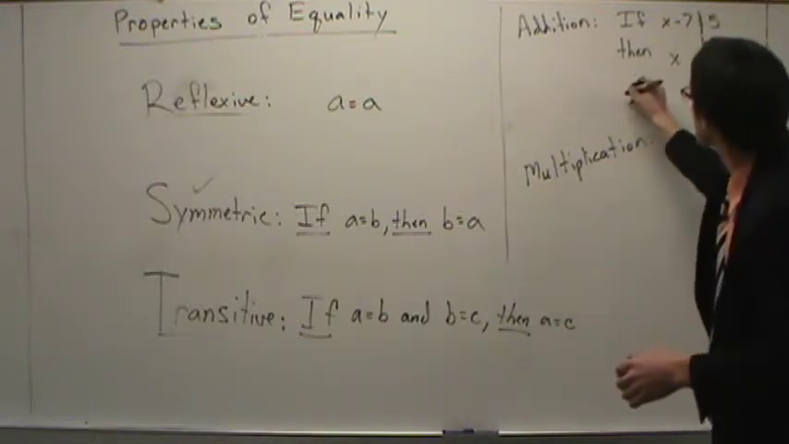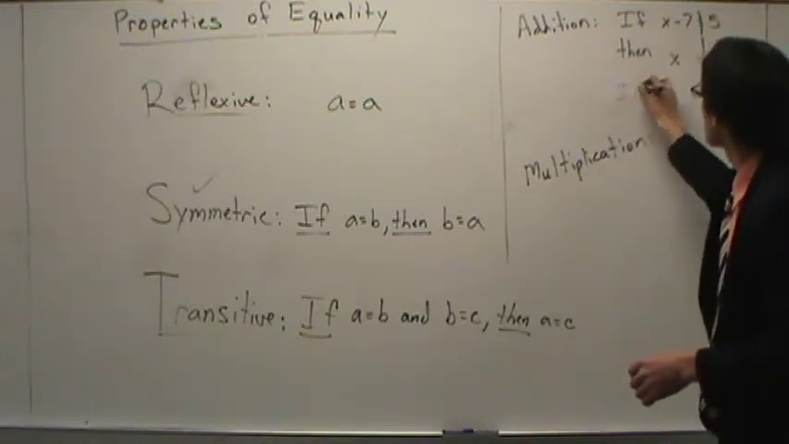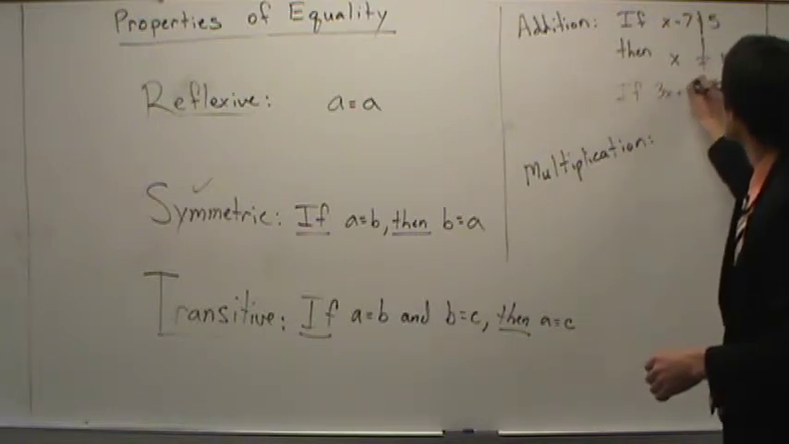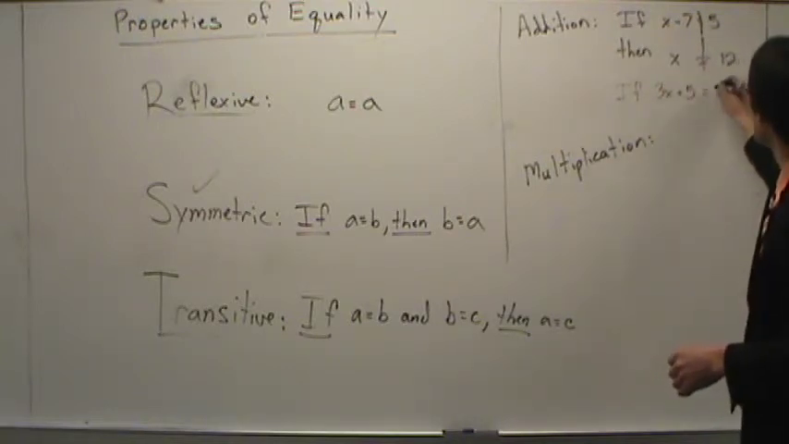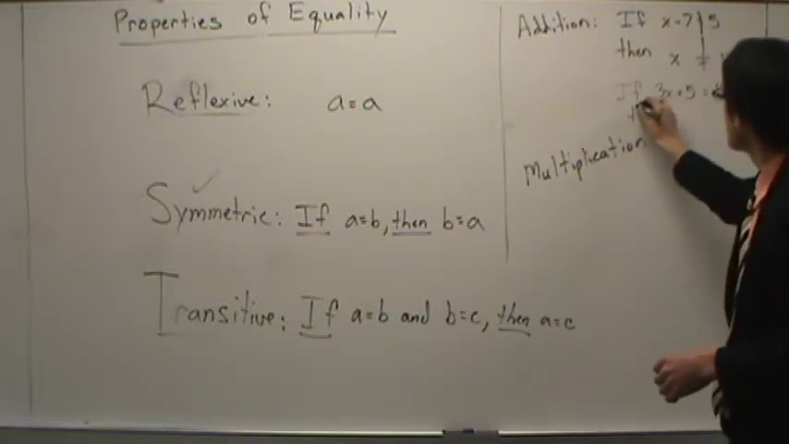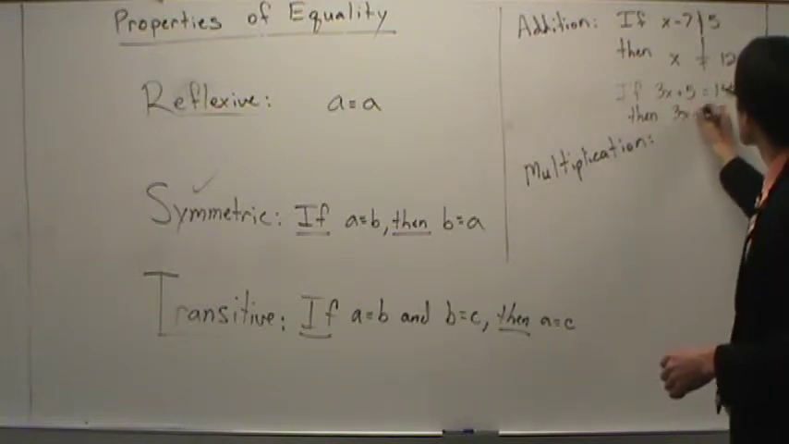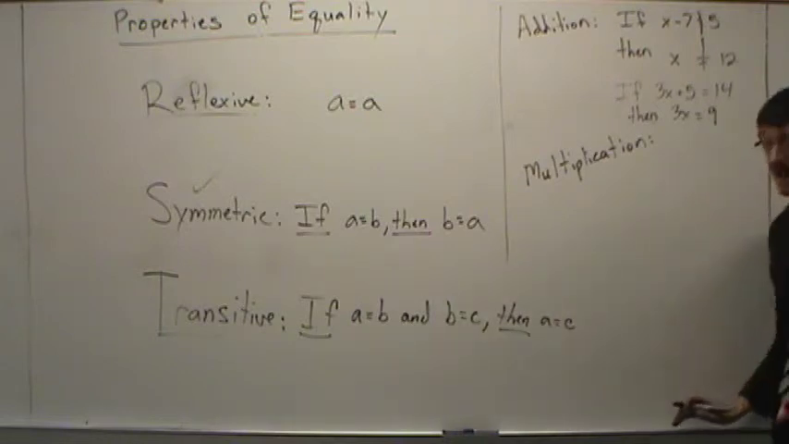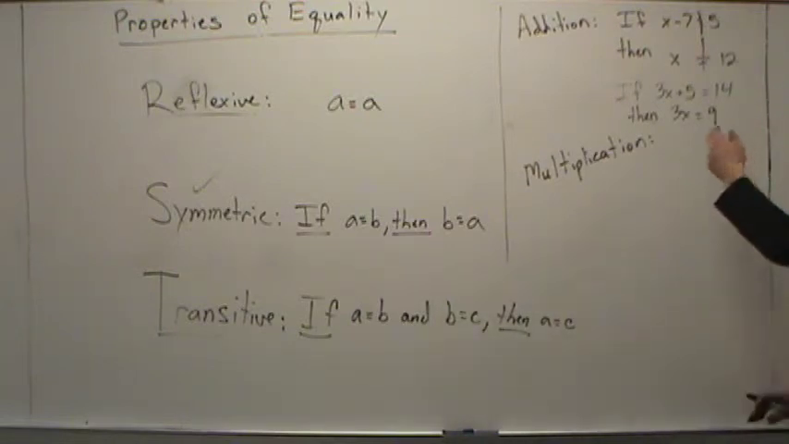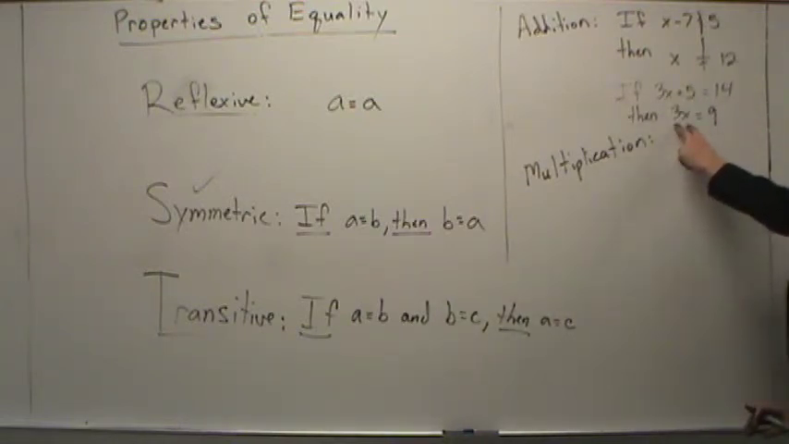Okay, so let's look at the next one. I'm not going to write it in. See if you can see it. So if 3x plus 5 is equal to 14, then 3x is equal to 9. Okay, what happened? If you look here, notice here we had 3x plus 5. Now we just have 3x. You have to ask yourself, what happened on the left? 5 was subtracted. Look at what happened on the right. 14 minus 5 is also 9. So 5 was subtracted, 5 was subtracted.